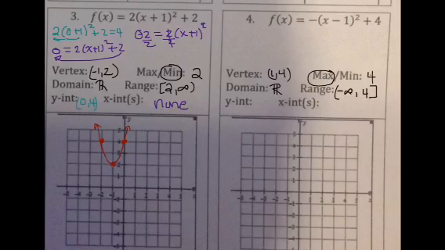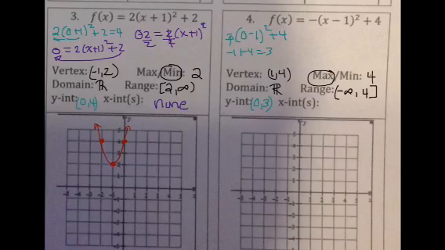The y-intercept, remember we replace the x with a 0 and then solve for y. So negative 1 squared is 1, but then there's a negative right here in the front, this one, so it's negative 1 plus 4, that's 3. So 0, 3 is the y-intercept.